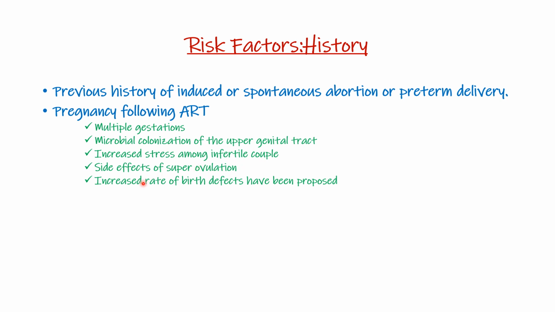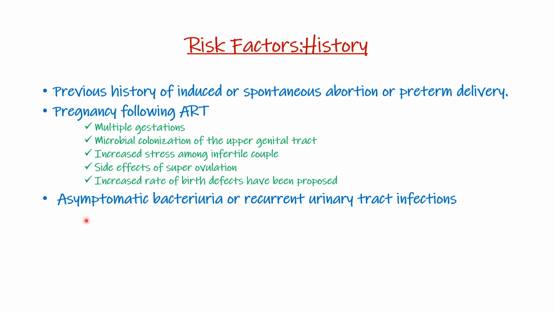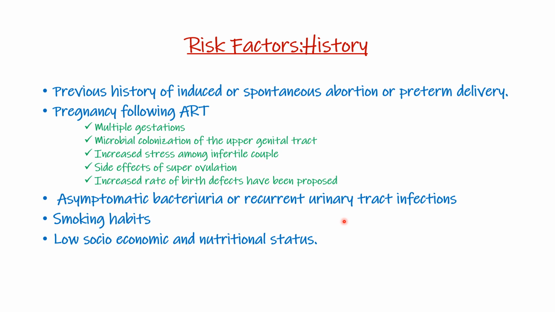You can also have side effects of the superovulation, and increased risks for birth defects have been proposed, which could maybe lead to uterine distension, among other factors. Another question that you're going to ask, or another risk factor, is asymptomatic bacteriuria or recurrent UTI. So if a patient comes in and you suspect preterm delivery, and previously they have a history of recurrent UTI. Smoking has also been shown to be a risk factor of preterm labor. In addition to that, low social, economic, and nutritional status, and lastly, maternal stress.